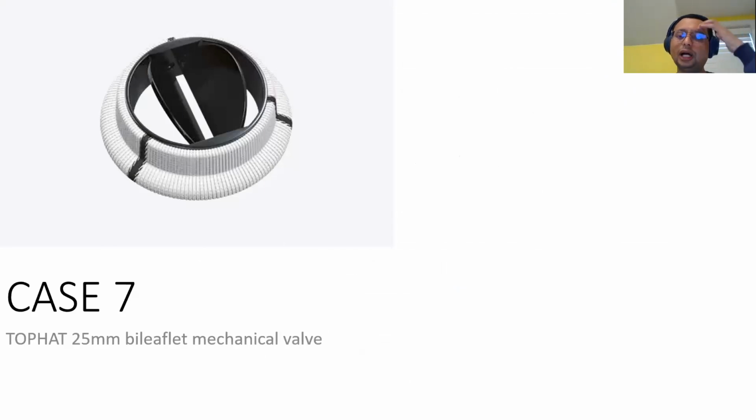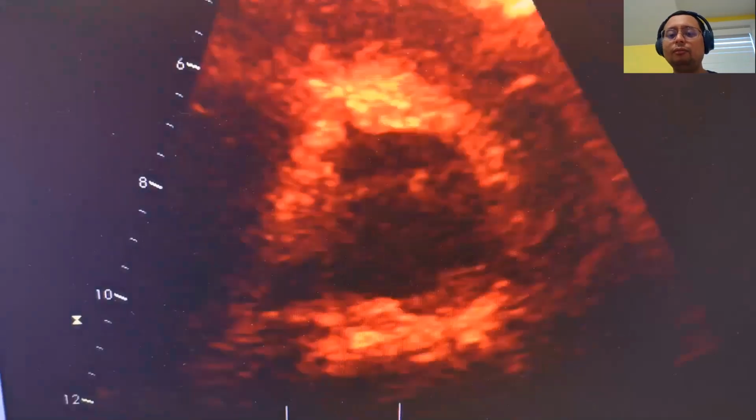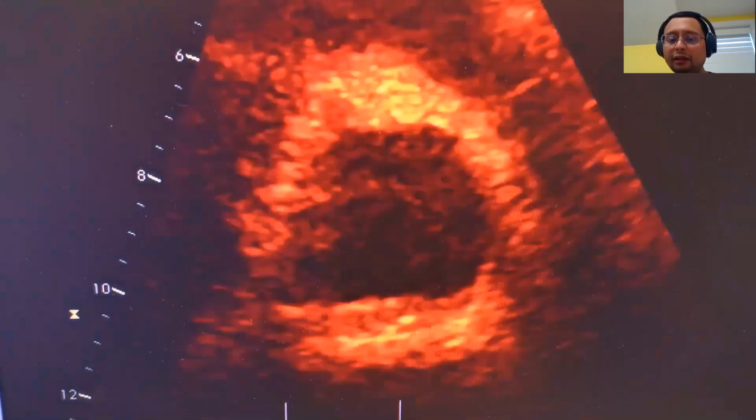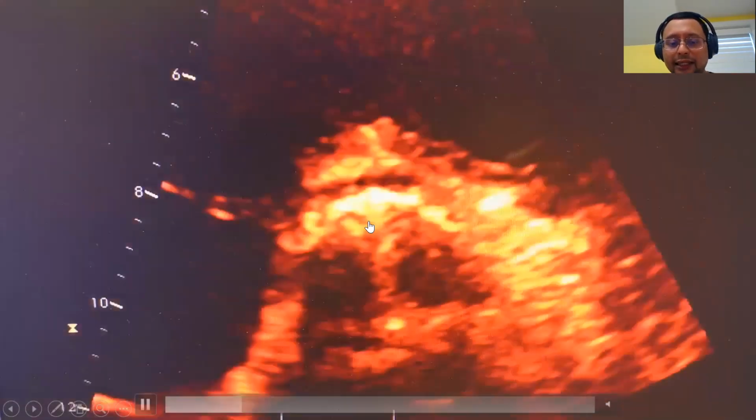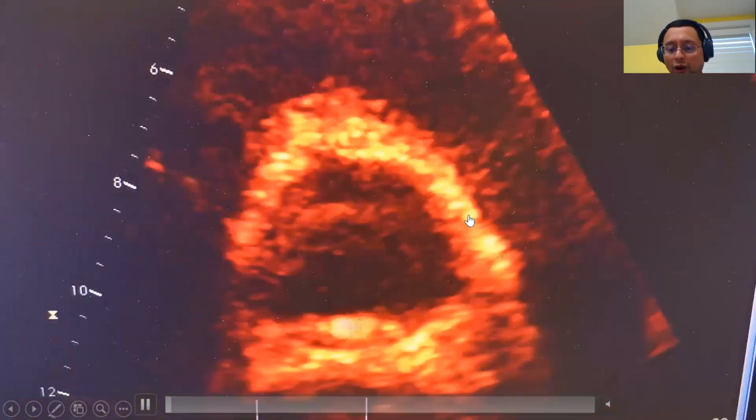Look at case 7. So I have gone through bioprosthetic valve. Now I wanted to show you a mechanical valve. This is a top hat 25 millimeter bileaflet mechanical valve. In aortic position, for mechanical and bioprosthetic valve, the assessment is the same. Okay, so this is a short axis view. Sometimes in mechanical valve, we can see 2 lines that are closing and opening in the short axis view. Not all the time.